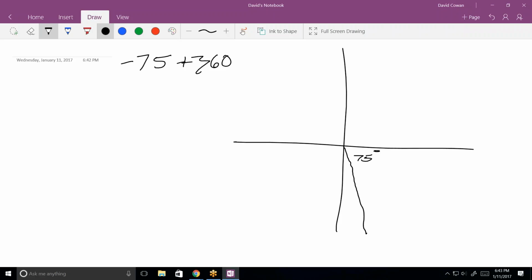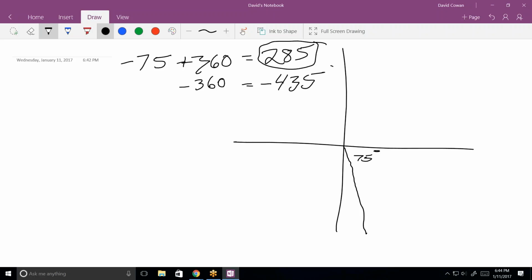And if I subtract 360, that'll give me the negative one. Well, what's the added one? 285. So that's coterminal with minus 75. There's a difference of 360. And the other one? Negative 435. That's also 360 different. If I subtract 360 from this, I get minus 75. So there's one positive and one negative.